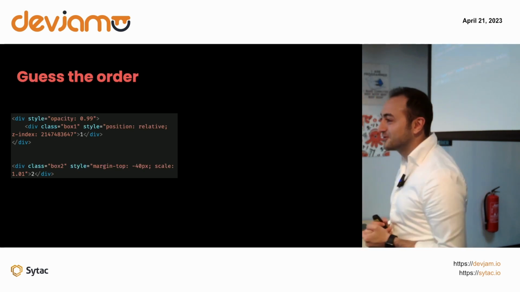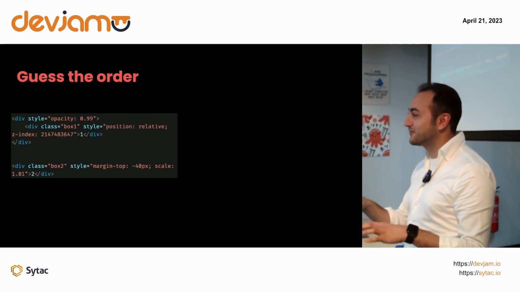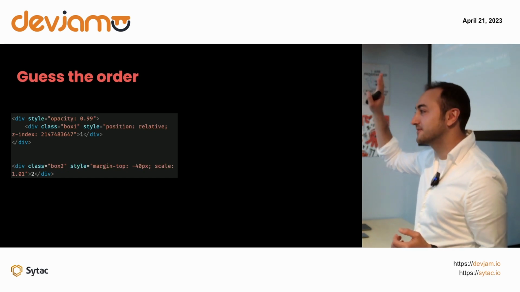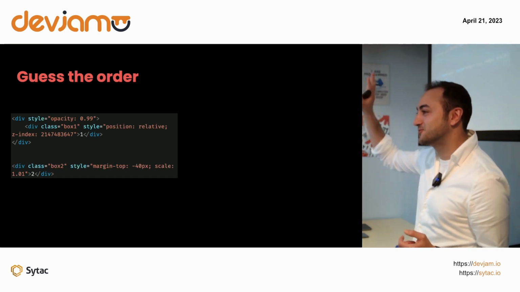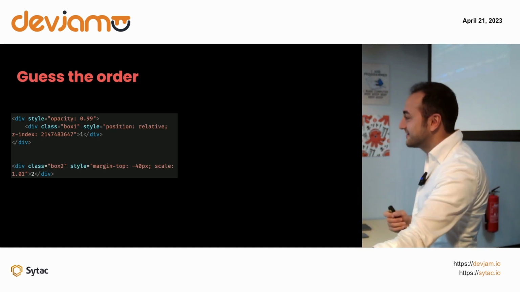It's a tricky one, by the way. So, do we raise our hands? I will give you 5 seconds. Okay, so who thinks box 1 on top? Okay, who thinks box 2 on top? Okay, why? I'm looking at the scale.